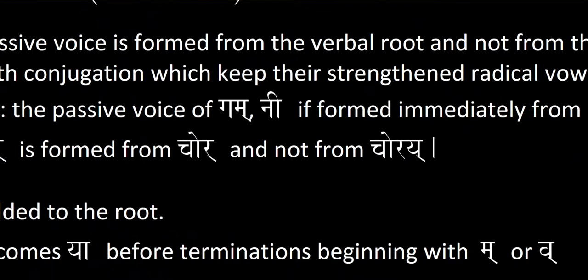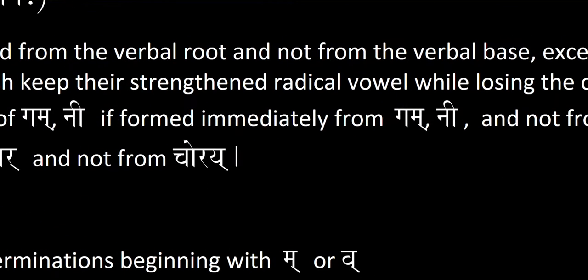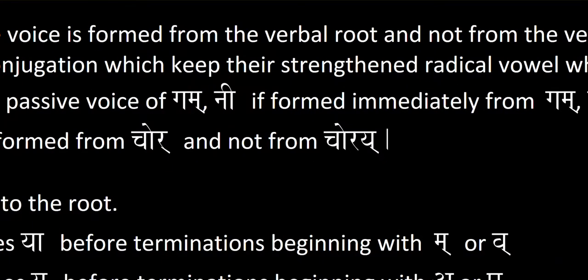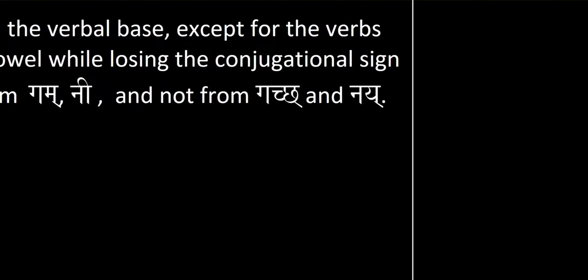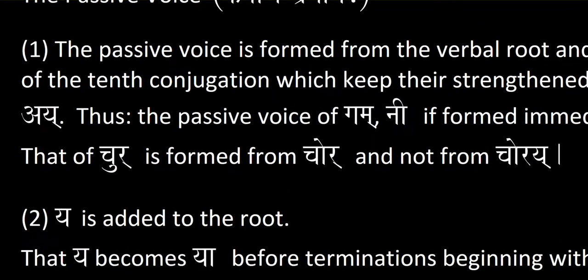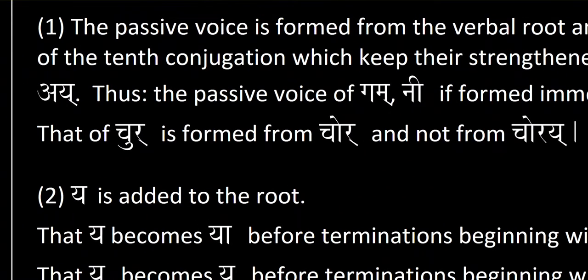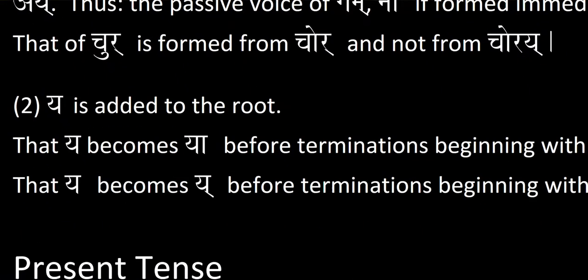Gam and ni is an example of a first conjugation type of verbal root, and all you have to do for that is add ya and your termination ending. You are not going to use the verbal base gaccha and naya. You only use the verbal base for the 10th conjugation. After you do that, you have to add ya and your termination endings.